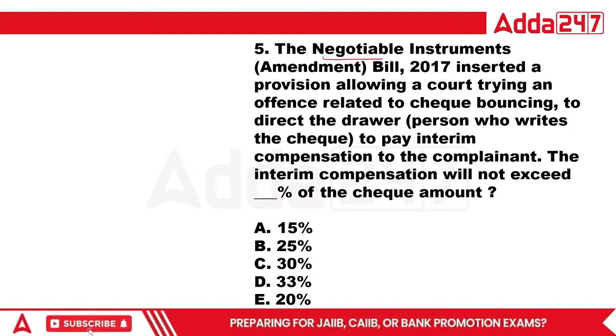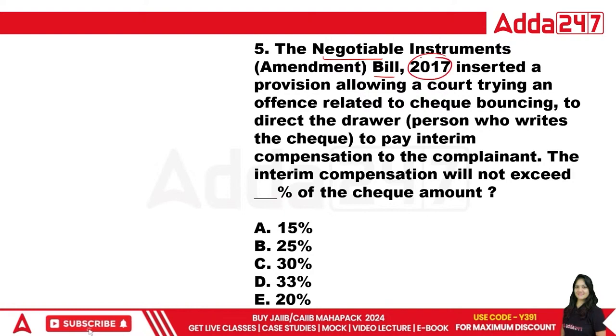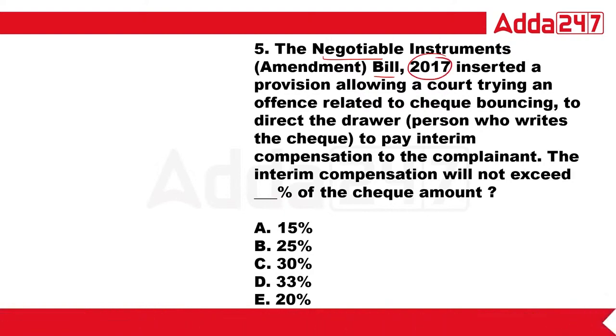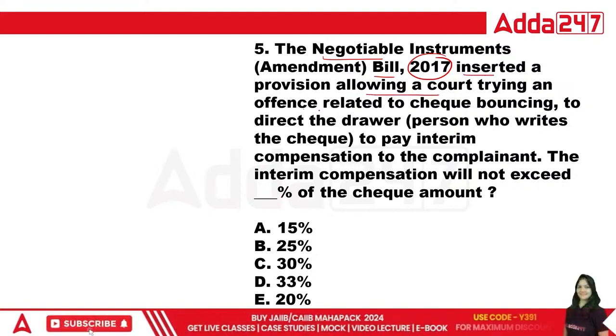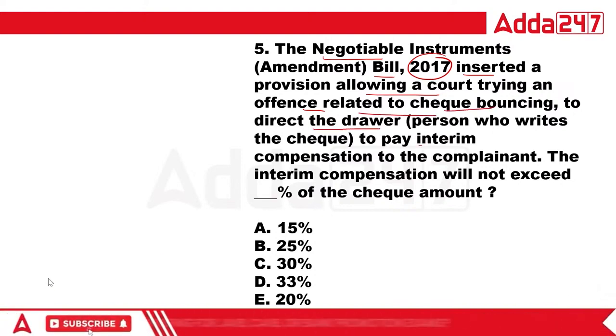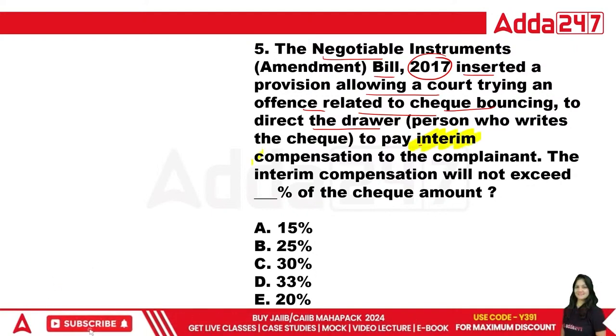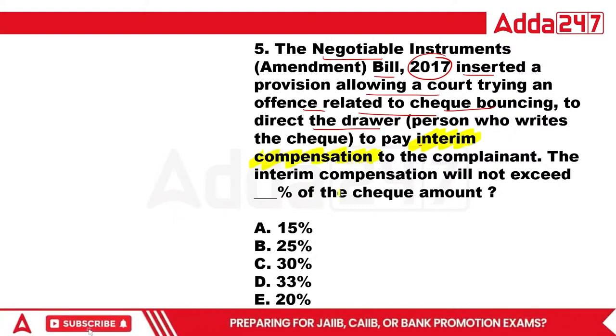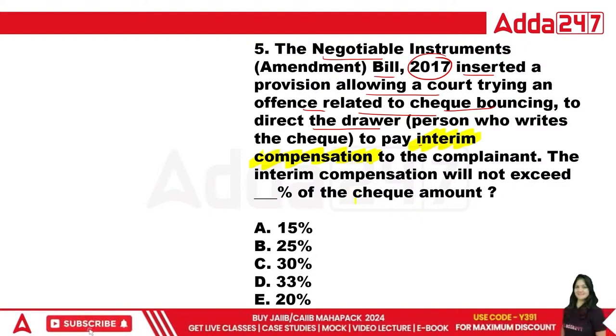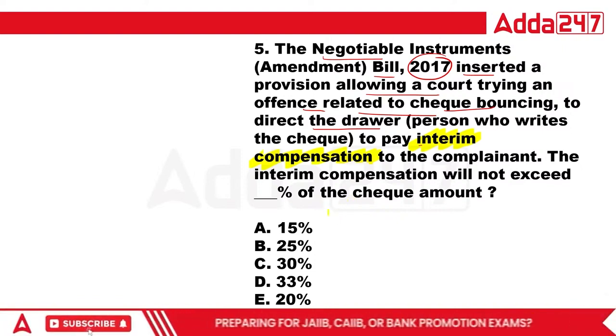The Negotiable Instruments Amendment Bill 2017 inserted a provision allowing a court trying an offence related to check bouncing to direct the drawer to pay interim compensation. That is very important. Interim compensation to the complainant. Now tell me, the interim compensation will not exceed dash of the check amount. It means whatever the amount that is written in the check, the person has to pay dash percentage of the check amount.